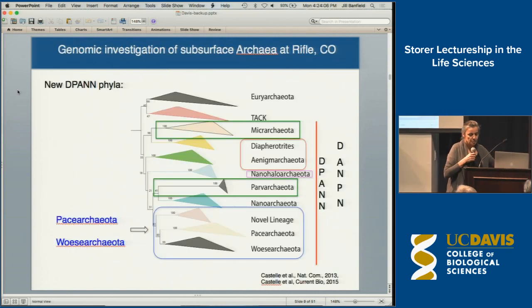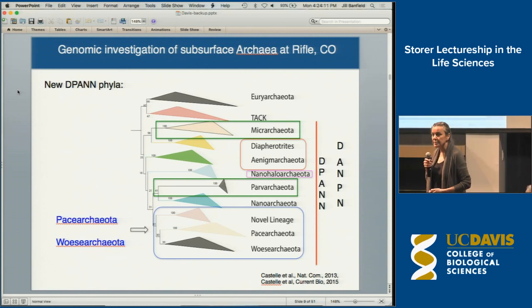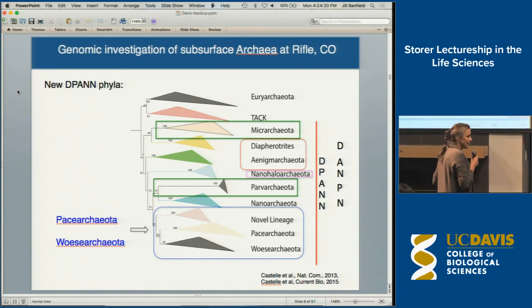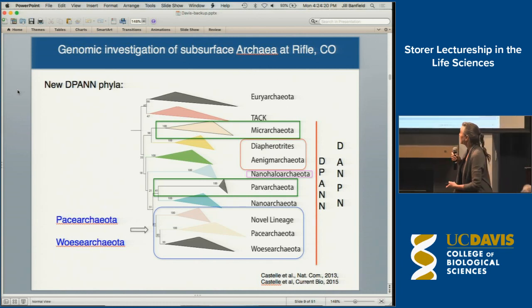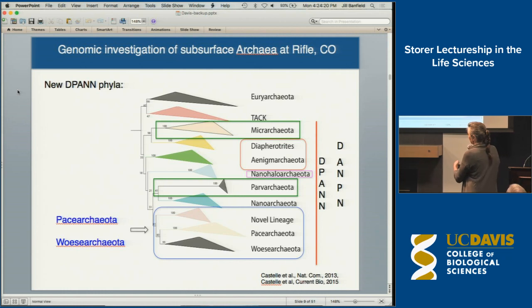Around about the same time, we were doing some research at the Rifle site in Colorado. It's a DOE research site, looking at aquifers, groundwater and sediments. And we started to realize that coming out of the metagenomes were genome sequences for nanoarchaea, more nanoarchaea, but this time two major new groups. Actually, there are multiple major new groups, but two that were named, the Pacearchaeota and the Woesearchaeota. And so we can see we're now starting to expand this radiation within domain archaea with pretty divergent lineages.